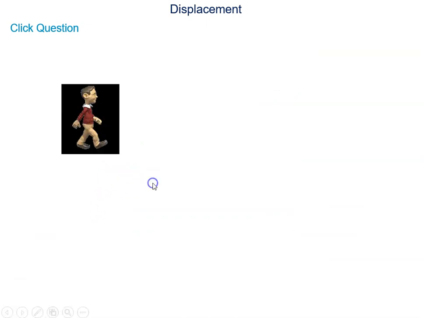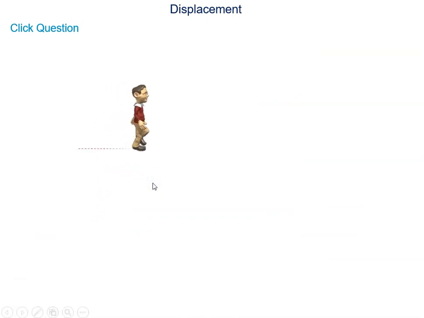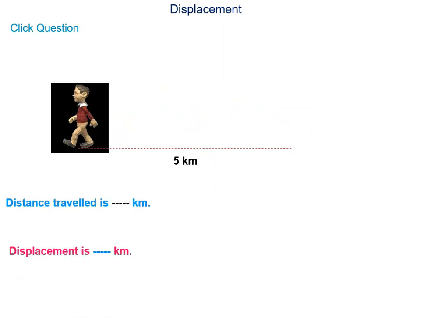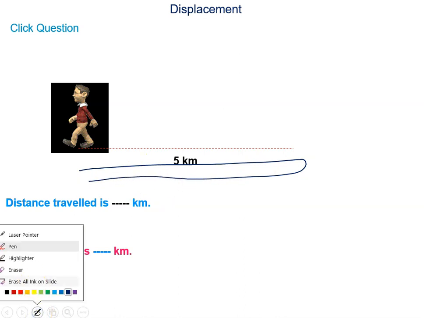Another situation: the same observer moves toward the x-axis and the distance covered by the object is 5 km. Again this person returns to the original point. Now what is the distance and displacement? Distance is the total traveled path. 5 km पहले जाता है, 5 km return होके आता है, तो distance is 10 km.